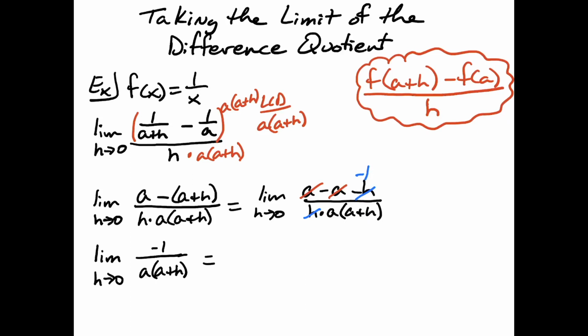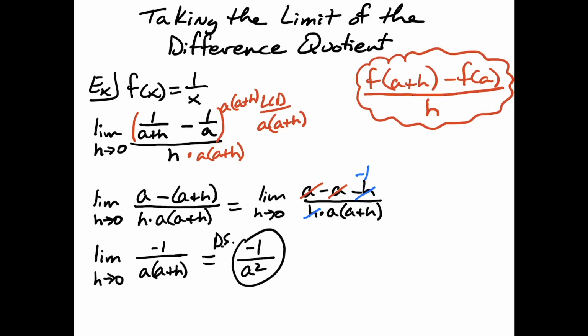At this point, I'm ready for a direct substitution. I can directly substitute 0 in for the h, and I'm going to have a negative 1 over an a squared as my final answer.